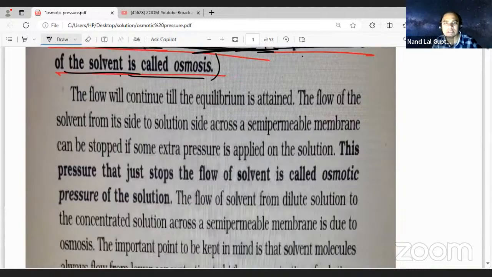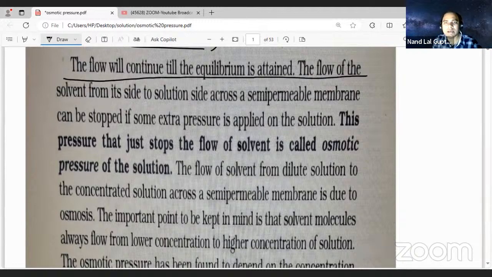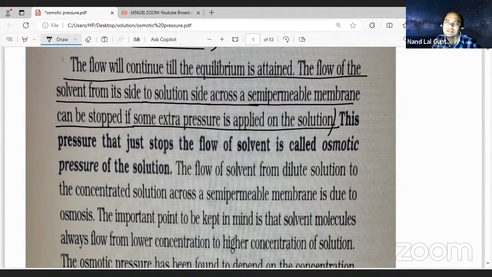Now, let us see another point here. The flow will continue till equilibrium is attained. Keep in mind, the flow of the solvent from its side to the solution side across the semi-permeable membrane can be stopped if some extra pressure is applied on the solution. This flow can be stopped, students, if you apply extra pressure to the solution side.